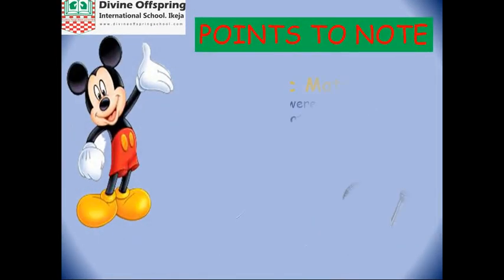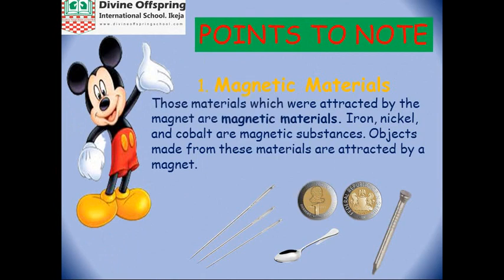Here are some points to note. Let's start with magnetic materials. Those materials which were attracted by the magnet are called magnetic materials. Iron, nickel, and cobalt are examples of magnetic substances. Objects made from these materials are attracted by a magnet.